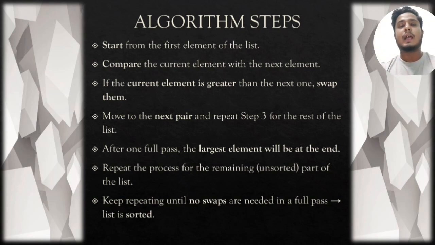So here in the algorithm we can see it starts from the first element of the list. It compares the current element with the next element, and between them it will check which one is greater. If the second element is greater and the first element is smaller, it will not swap. But if the second element is smaller and the first element is greater, it will swap.